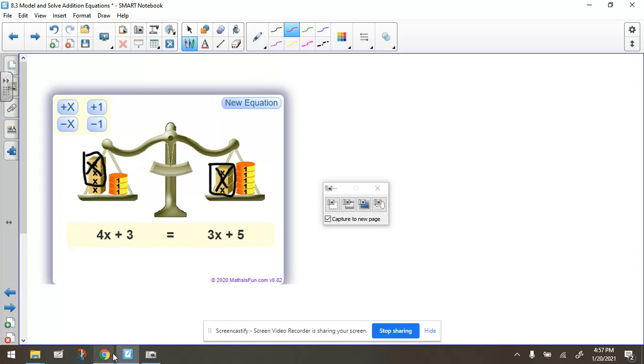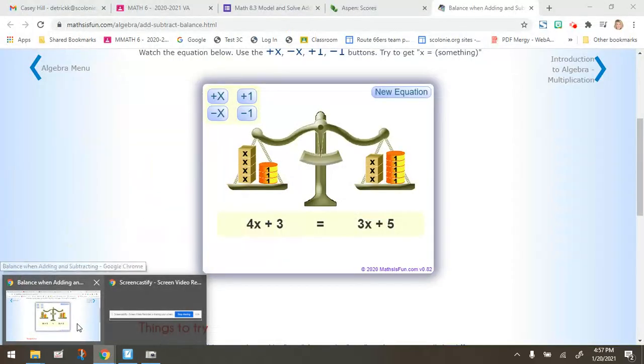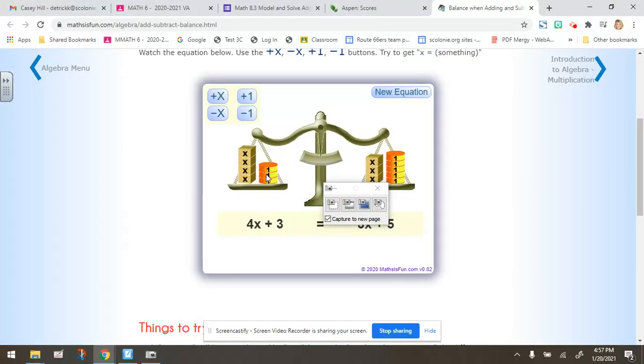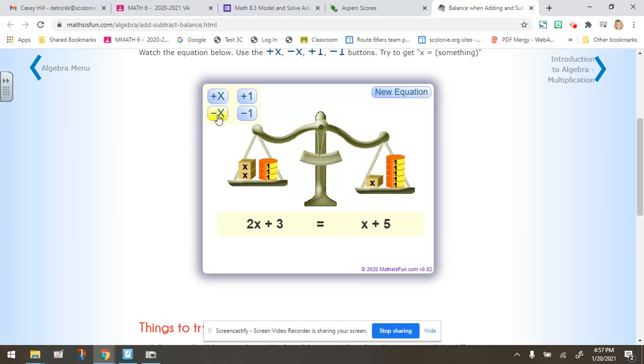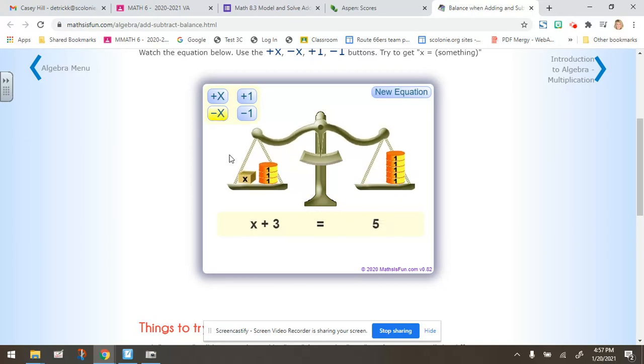So let's go back to the app and show what we just did. So we just decided to take off some of the x's. So that's subtracting x's. Let's get that out of the way. We subtract some of the x's. So we have to keep going, and keep going. We got rid of 3 of them so that we were left with just the 1x.